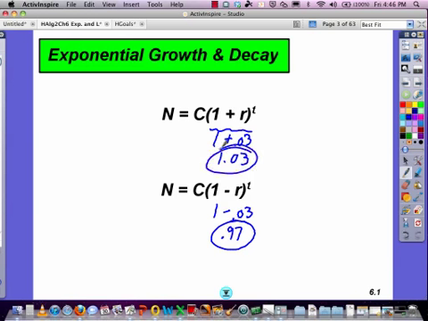So anytime you're multiplying by 1, nothing's changing. When you're multiplying by bigger than 1, it's going to grow, and by less than 1, it's going to decrease. So those are our two basic setups. Those are the two equations we'd like you to be using.